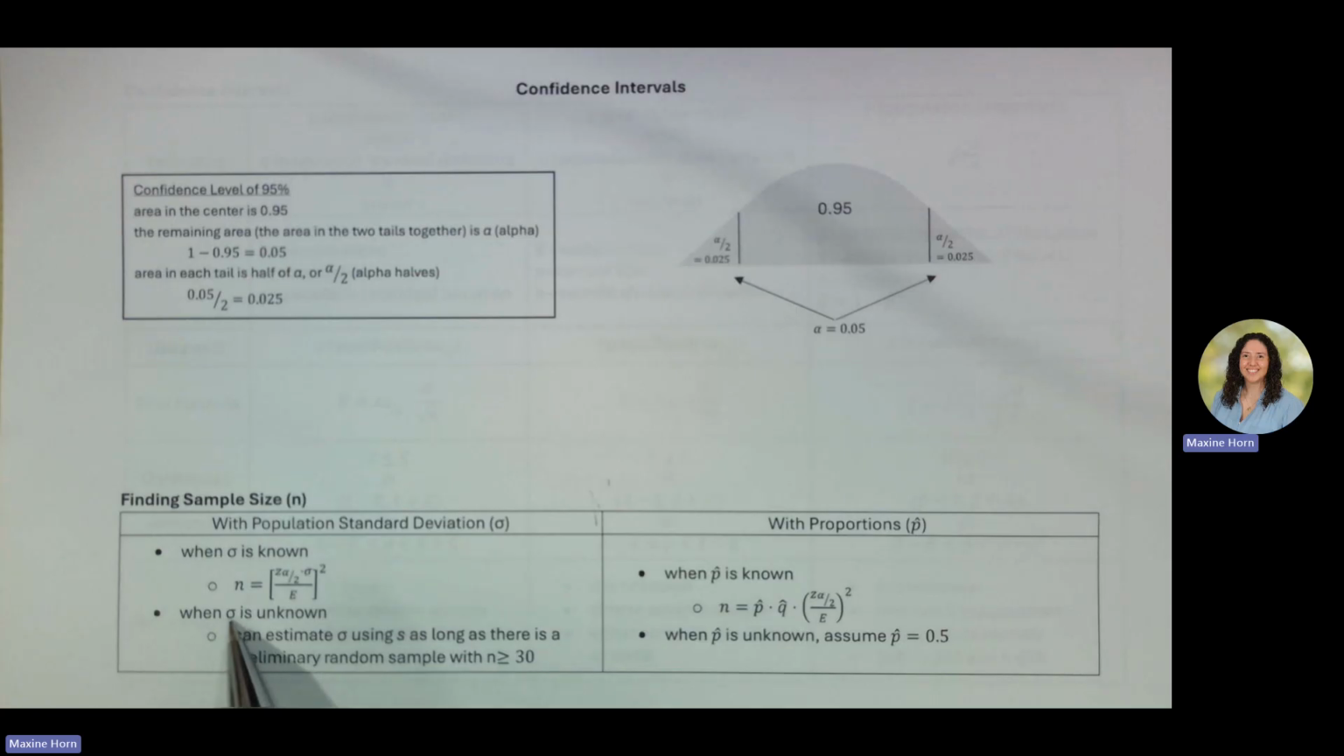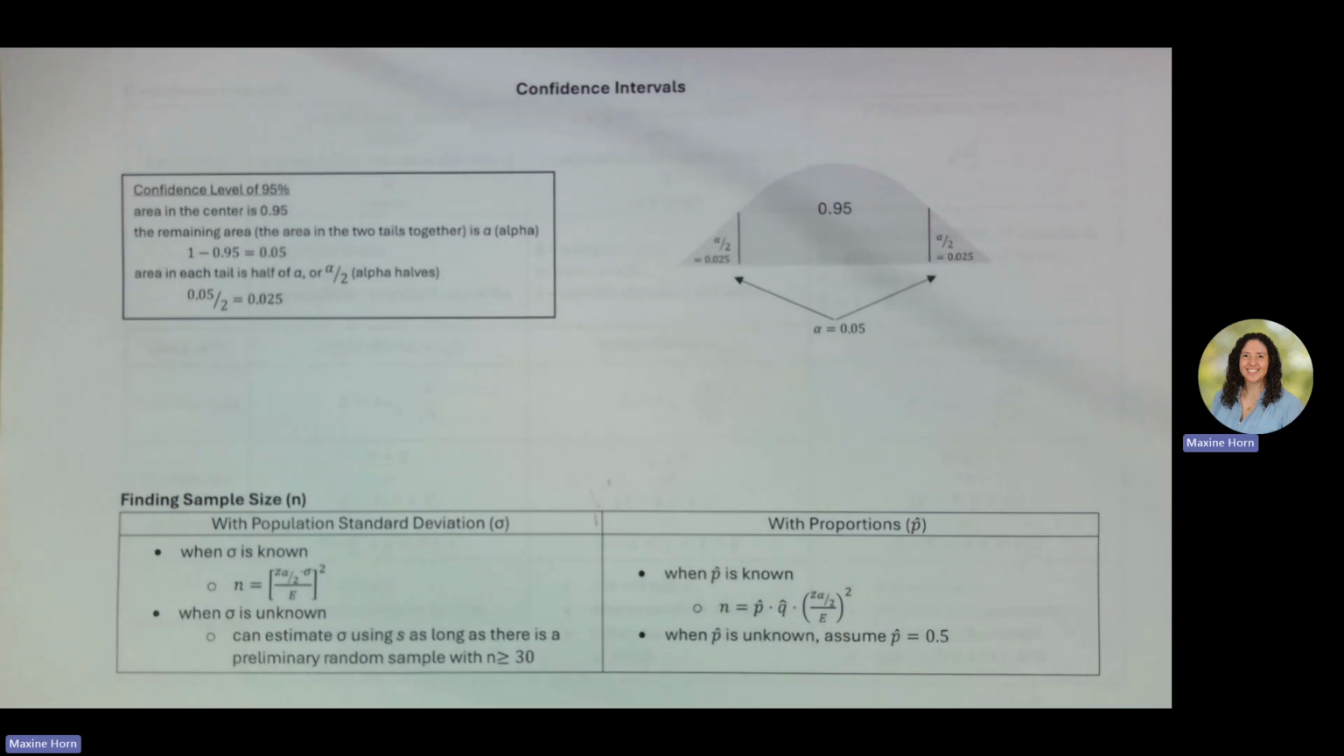If you don't know your population standard deviation, you can estimate it using your sample standard deviation, as long as there was a preliminary random sample with the sample size being greater than or equal to 30. Like if there was a previous study that can give you some information about it, then you can use your sample standard deviation rather than your population standard deviation there.